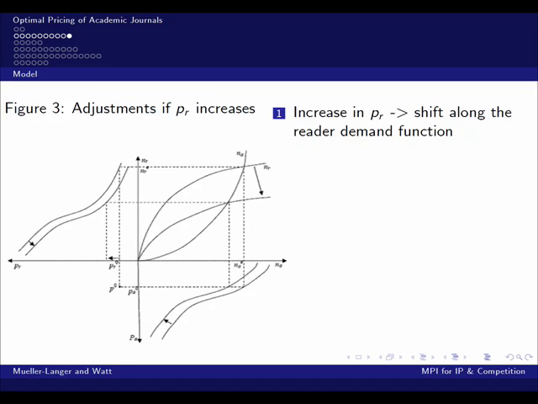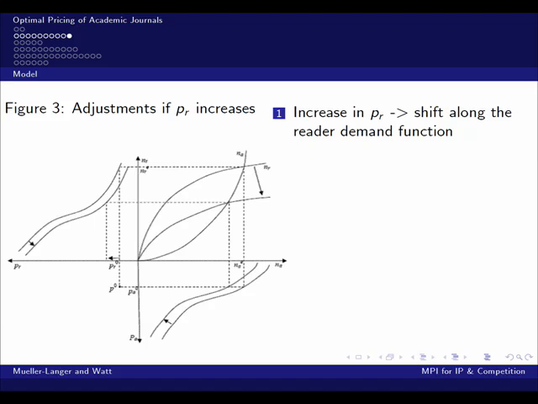Now, if the reader price increases, we start here with this equilibrium first, PR0. Then we first have a shift along the reader demand function from here to here. This is the starting equilibrium, and this is the corresponding point on the demand function. So we have a shift going down from here to here. Because the price increases, the number of readers decreases. So it's a movement along the reader demand function.